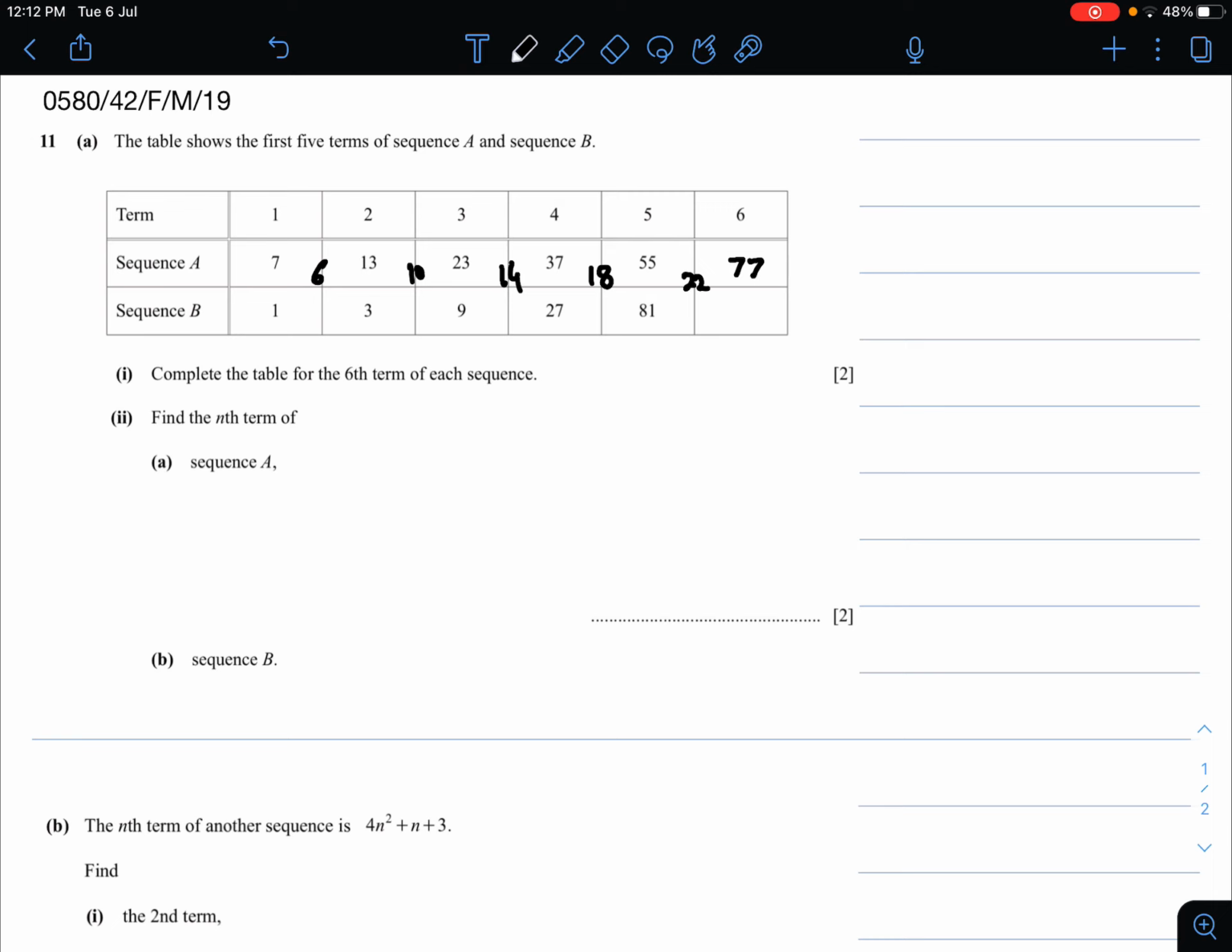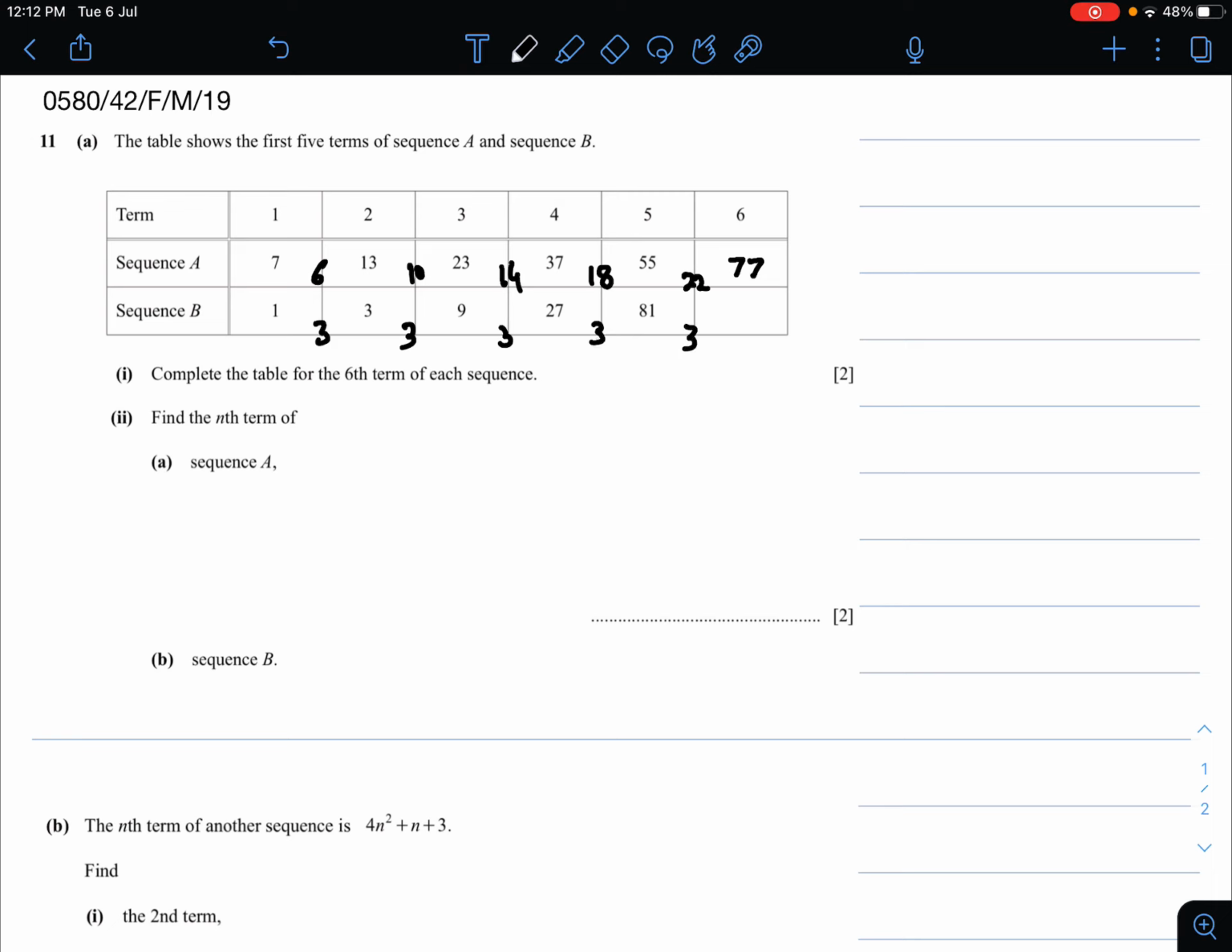Now let's move on to sequence B. 1, 3, 9, 27, 81. As you can see, in this case I won't be taking the common difference. It should strike you immediately that it's a geometric sequence, which means that the common ratio is 3, which means that when you divide the second term by the first term, or the fourth term by the third term, or the third term by the second term, you will get the same ratio of 3.